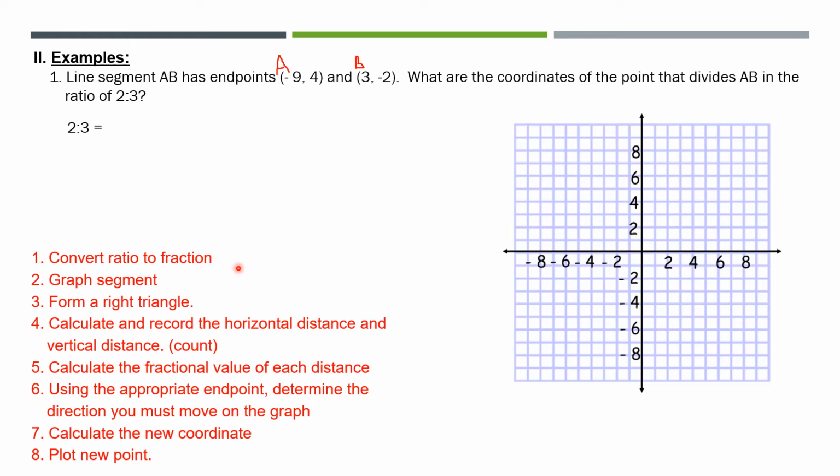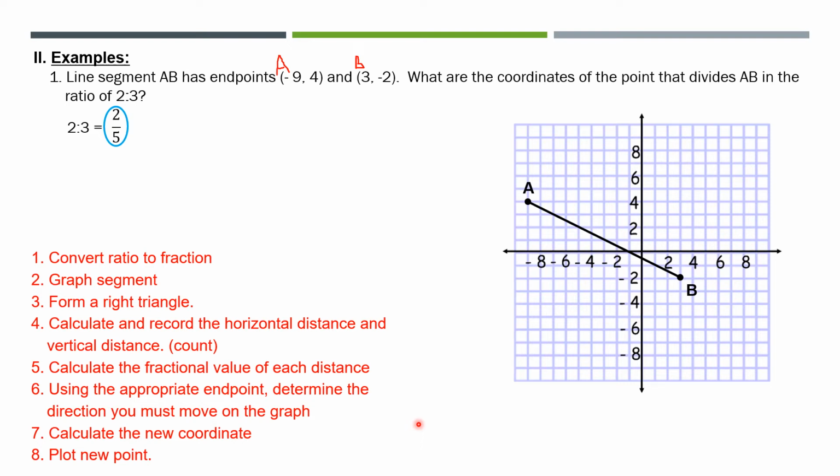So the ratio is 2 to 3, but we're going to cut a length into a ratio of 2 to 3. We need to talk about how that cuts a segment into parts. So we're going to turn it into a fraction by adding 2 and 3 together to get 5. So our fraction is 2/5. So we're going to be using 2/5 for this question. Now I'm going to graph the segment. So -9, 4 for A, and 3, -2 for B. So there's segment AB. Go ahead and pause the video as you need to go ahead and get these things accomplished.